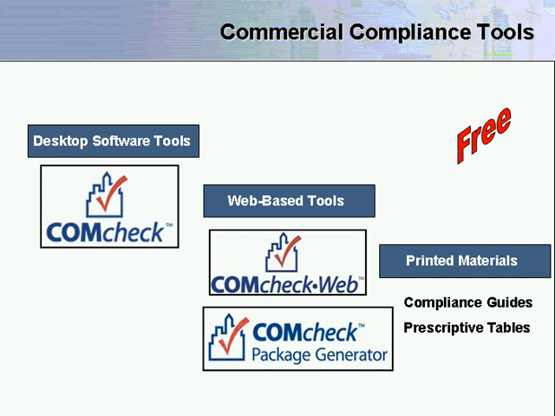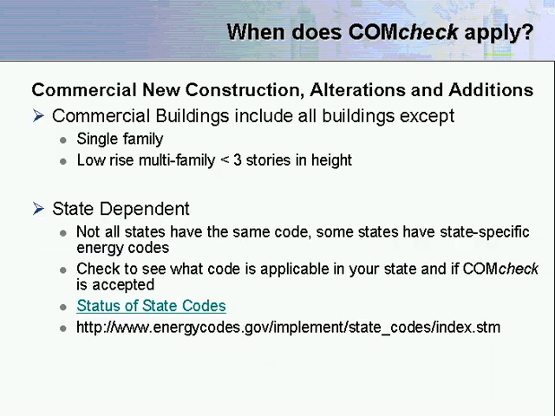So when does COMcheck apply? COMcheck is for all commercial buildings, for alterations now, for additions, and for new construction, except for single-family and low-rise multifamily, which is less than 3 stories in height. And when else does COMcheck apply? It doesn't apply to everyone because every state has a different code. So what if you don't know what code is applicable within your state? Then you can go to our website, go to the status of state codes, and click on the state in which your project is located to determine whether COMcheck can be used. It will also tell you what the current codes are within that state. It also has pertinent information, links to more information on the specific state page or other references, and maybe some energy incentives that might be applicable within that state.